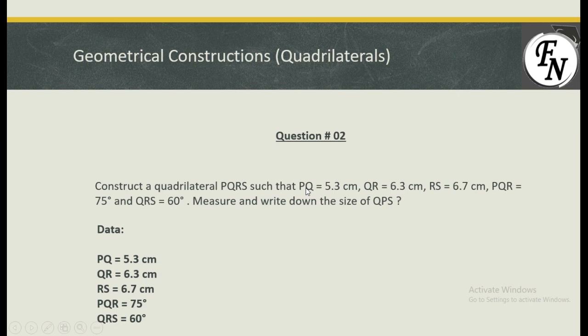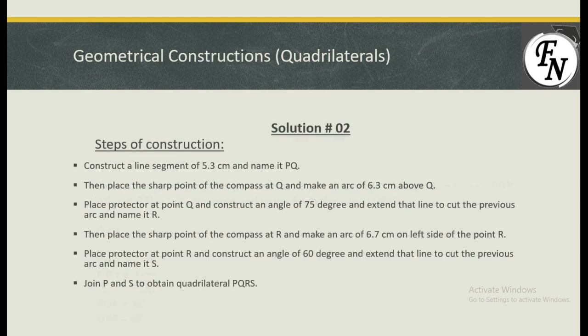We have been given some measurements and angles: PQ is 5.3 centimeters, QR is 6.3 centimeters, RS is 6.7 centimeters, PQR is 75 degrees, and QRS is 60 degrees. So there are two angles and three lengths given to us, and we will use these to draw this quadrilateral. Let's look at the steps of construction. We will first construct a line segment of 5.3 centimeters and name it PQ.